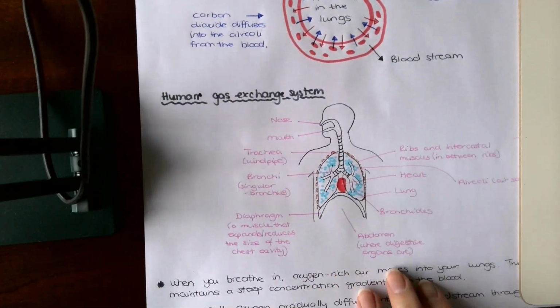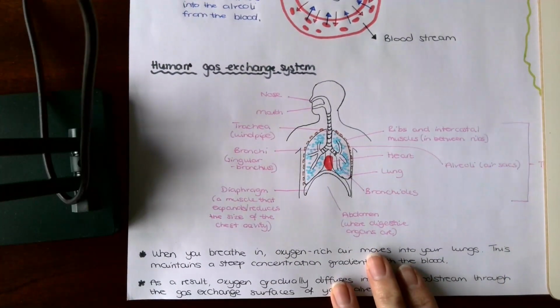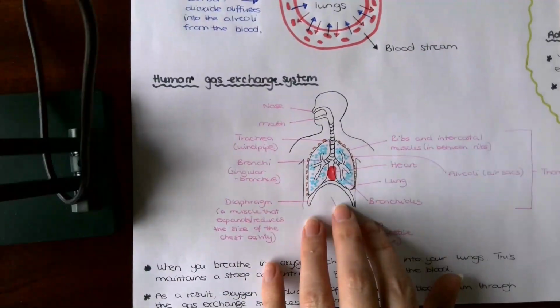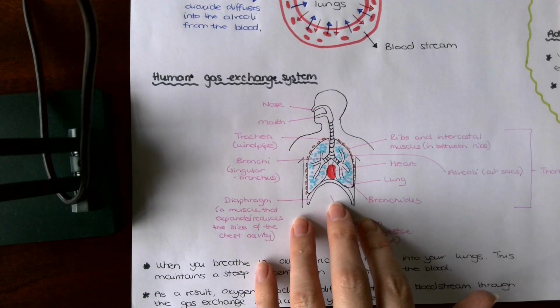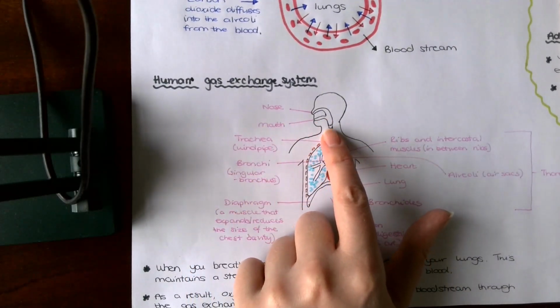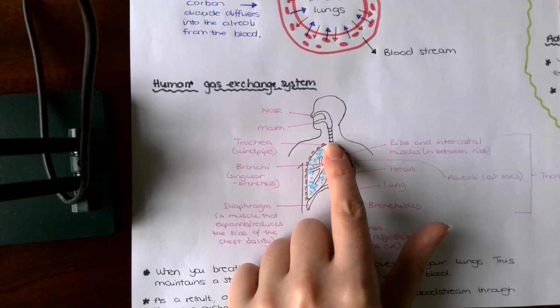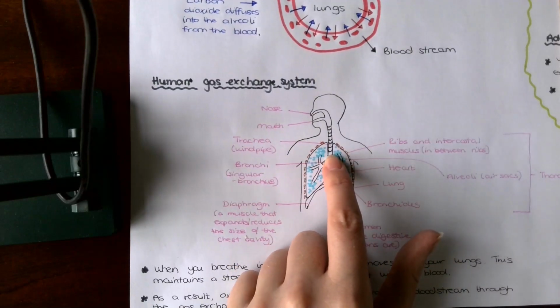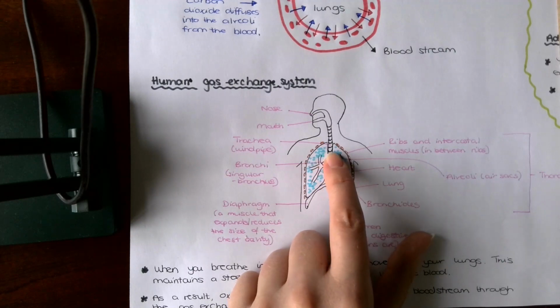Looking at a diagram of the human one in a little bit more detail, I've got a rough diagram here of the gas exchange system. We've got the nose and mouth. This is where the air comes in and out. It goes down through the trachea, which is also known as the windpipe. Now you can see I've got some little lines going across here. These are rings of cartilage, which are quite a hard substance. It's like what your ears are made out of, and this keeps your airways open.